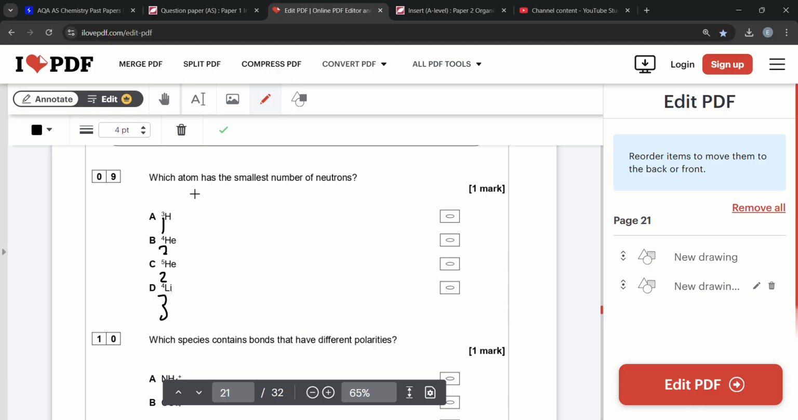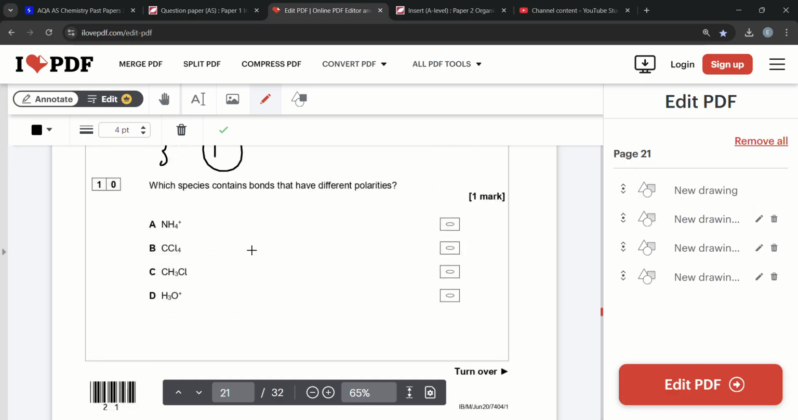So find the number of neutrons, top number minus bottom number, so there's 2 in this case, there's 2 in this case, there's 3 neutrons in this case, whereas in this case it's 4 minus 3, so there's only 1 neutron, so the answer is D.